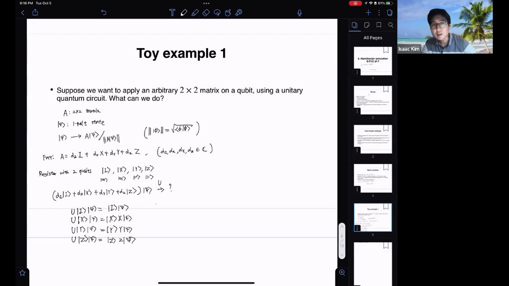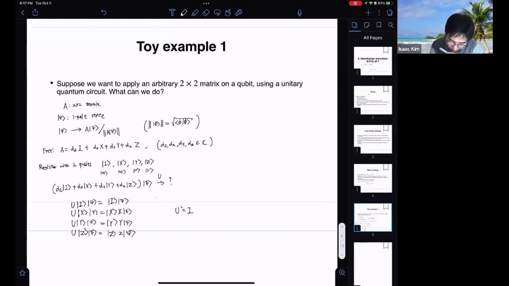And this is indeed a unitary operator because if you apply U twice, then X squared is identity, Y squared is identity, and Z squared is also identity. So U squared is identity, and therefore U is indeed a unitary operator itself. U's inverse is itself. Okay. So if we apply this U to this state, then what we end up having is this.